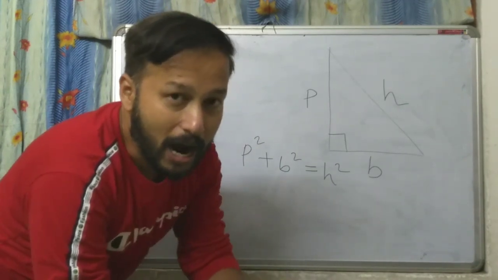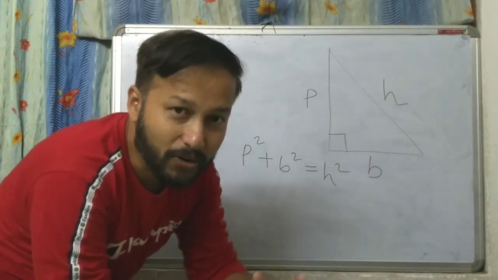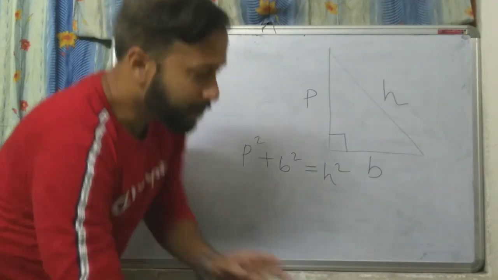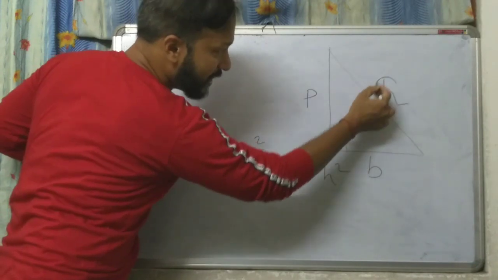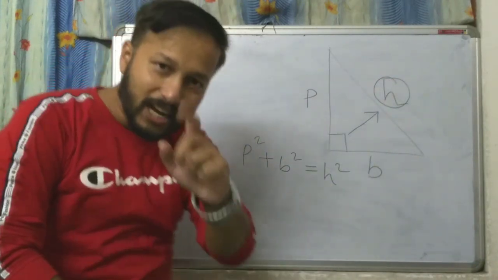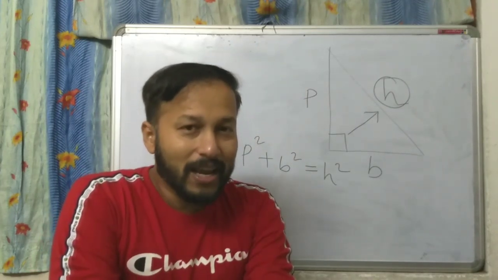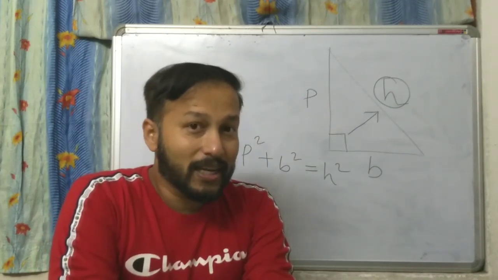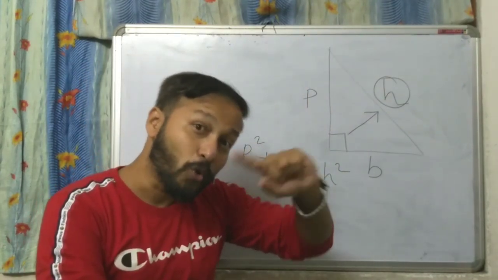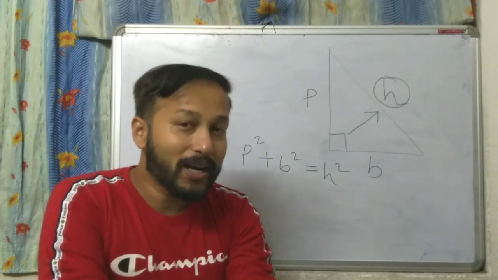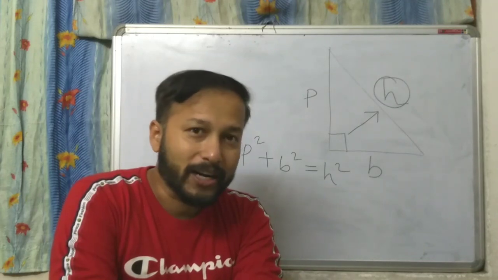And remember, hypotenuse is that side which is opposite to the right angle, I mean 90 degrees. See here, this is 90 degrees. Opposite of 90 degrees, this is hypotenuse, and it is the largest side. So what is Pythagoras theorem? According to Pythagoras theorem, the sum of the square of perpendicular and base is equal to the square of hypotenuse.